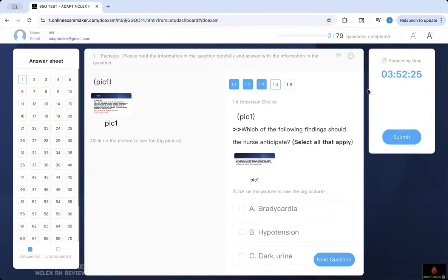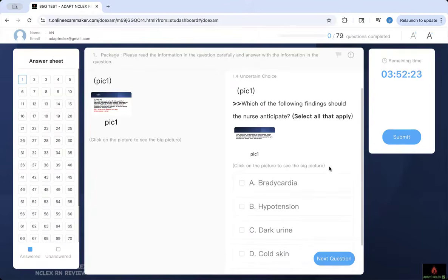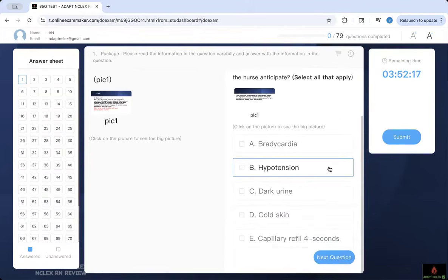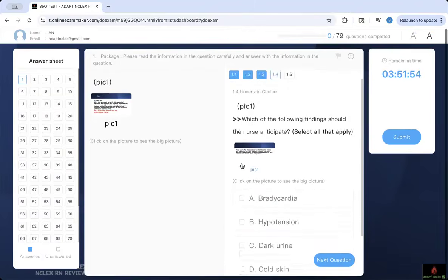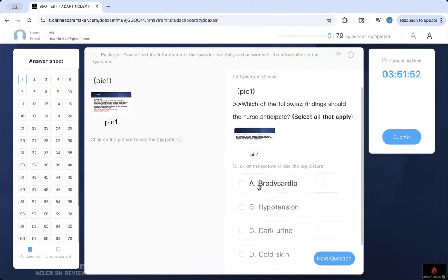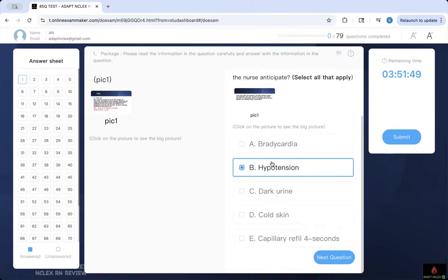Therefore, what do you expect? Which of the following findings should the nurse anticipate? I am in shock. What do you see in the shock? Hemorrhagic shock, bradycardia, hypotension, dark urine, cold skin, and what? Capillary refill 4 seconds. This is testing your knowledge on physiological adaptation, but it's a case management. What do you think the patient would do if they are in shock? If I'm in shock, what am I going to do? Do I expect bradycardia? I don't think so. I'm going to have hypotension, classic.